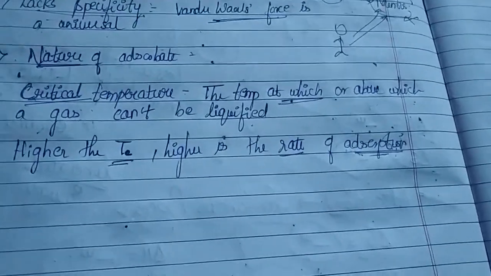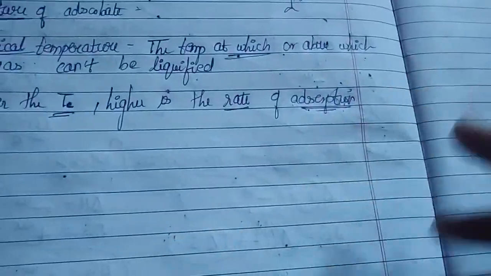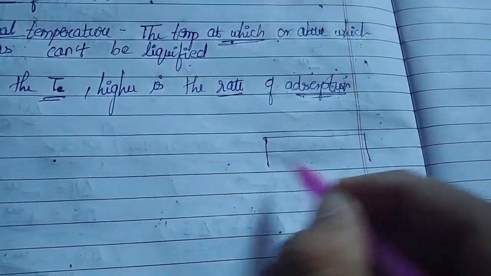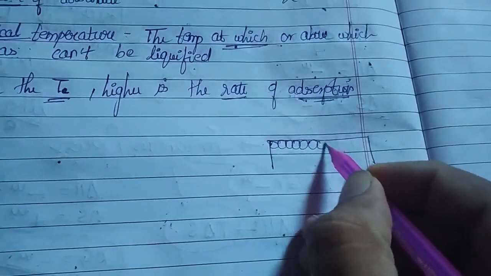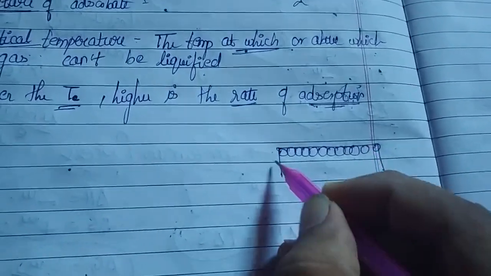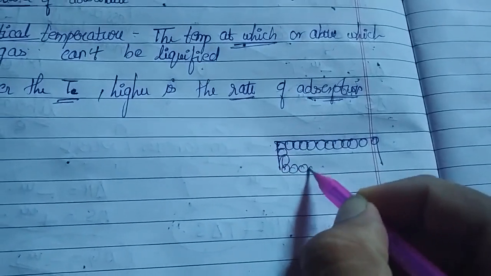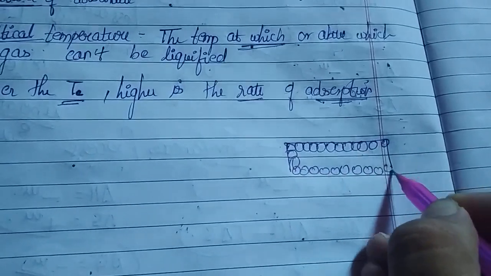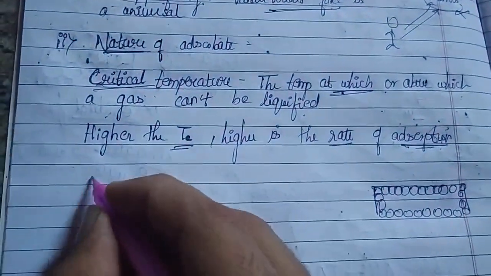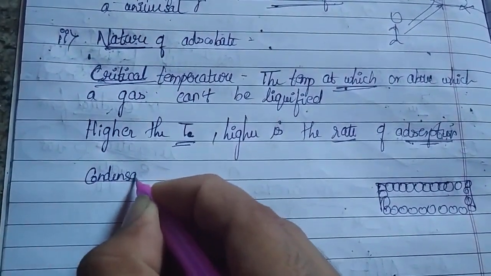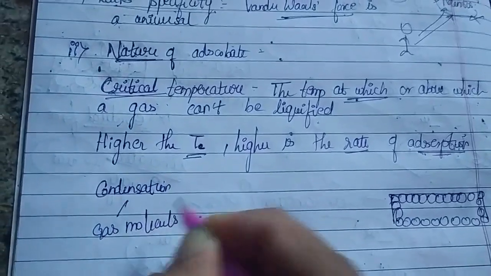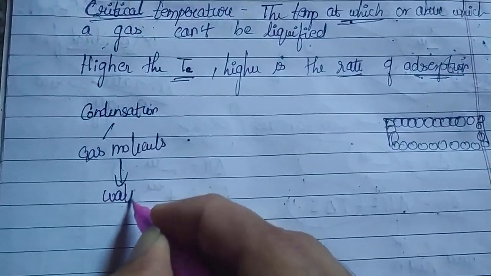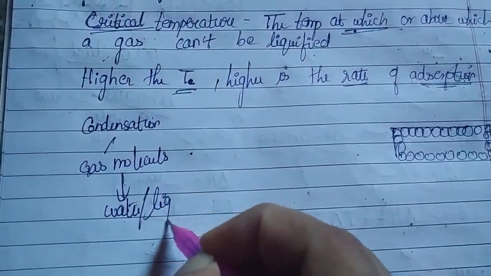Now the question arises, why am I saying so? Whenever you take a solid surface, the molecules on the top have some residual force. That is the reason they try to attract the liquid or gas molecules to the surface. We know that during condensation, the gas molecules come together and then form water, or a liquid state.